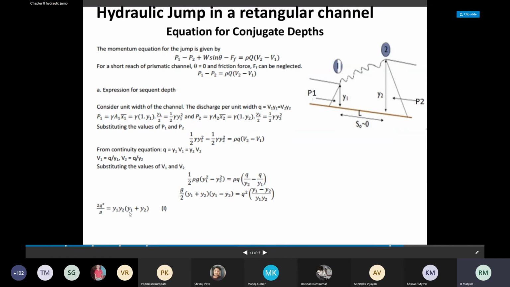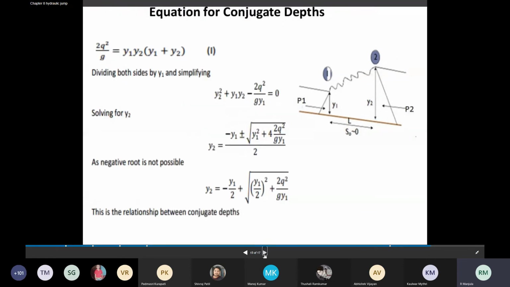Now this will be a quadratic equation. Then multiply: 2q square by g is equal to y1 into y2 into y1 plus y2. Okay. Now we divide both sides by y1. If I divide by y1, then I will be getting y2 square plus y1 y2 minus 2q square by g y1 equal to 0. This is a quadratic equation in y2, and you can solve it with minus b plus or minus square root of b square minus 4ac divided by 2a. So ax square plus bx plus c is equal to 0. So a, b, c are known, then the roots of the equation give y2.